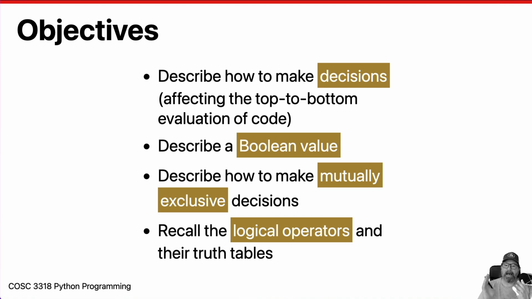And then we're going to recall the logical operators and their truth tables in the same way that you can combine numbers with math things like divide and multiply. We can combine Boolean values, true and false, to get more true and falses. But don't worry about understanding that right now. We'll get to it later.